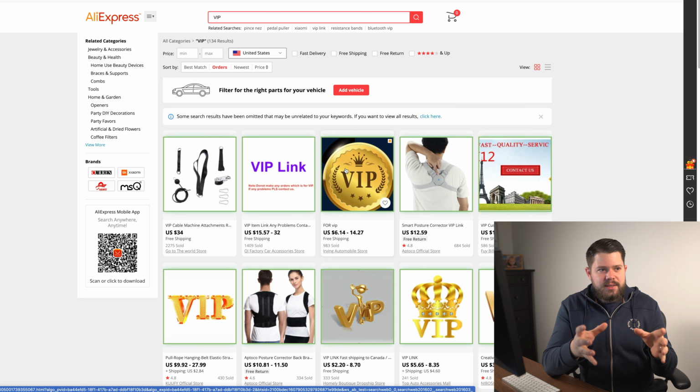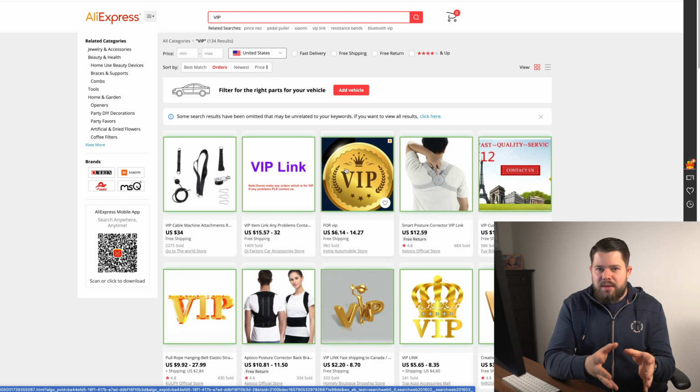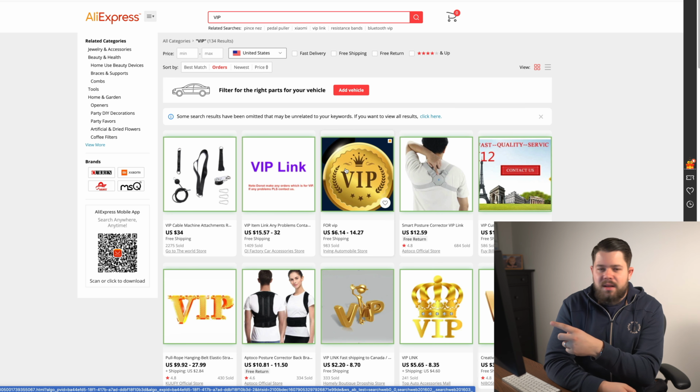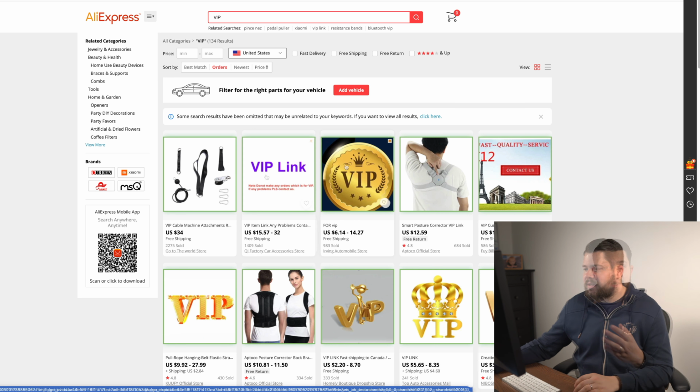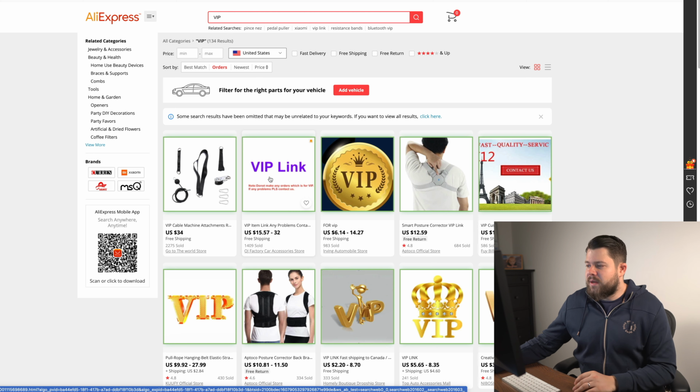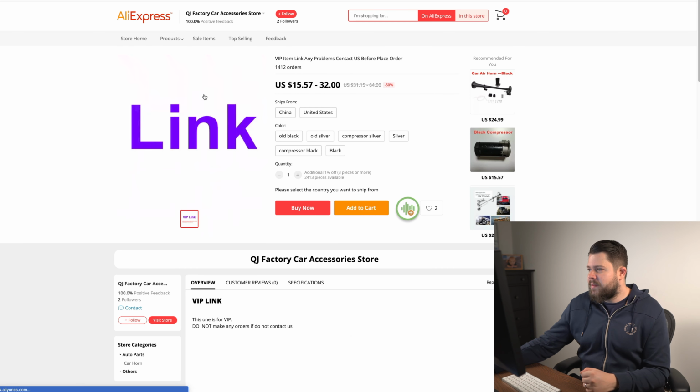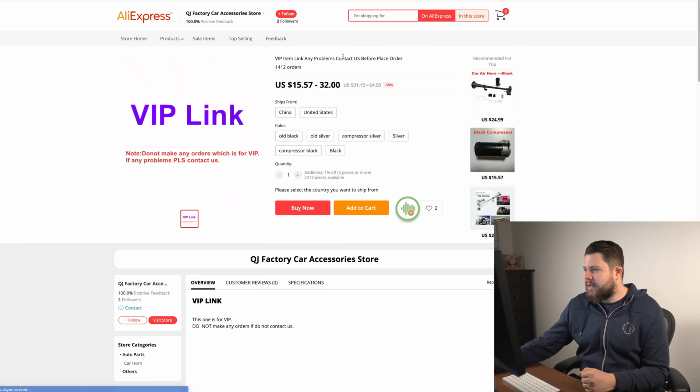So you need to always try to get that product, then make a price, then put it in a single store, even put it in a different category, okay? So it's even more protected. Let me show you the exact situation I was talking about, okay? So this product, okay? Here you can see the VIP link, and basically the name is like "any programs contact us before". So it's not the real name, right? But they still have like 1,400 orders.